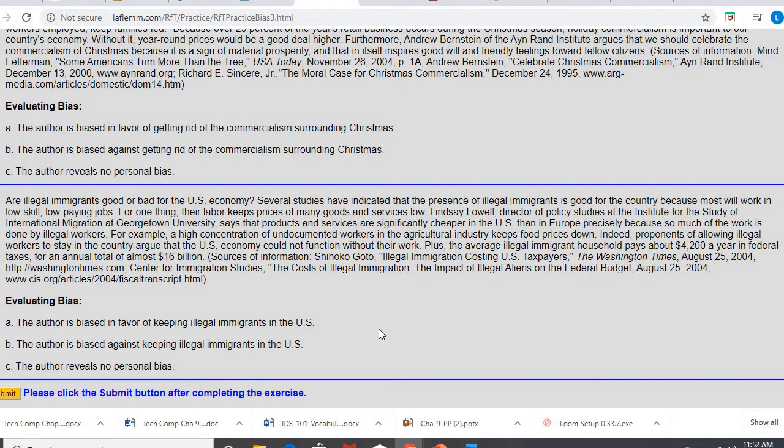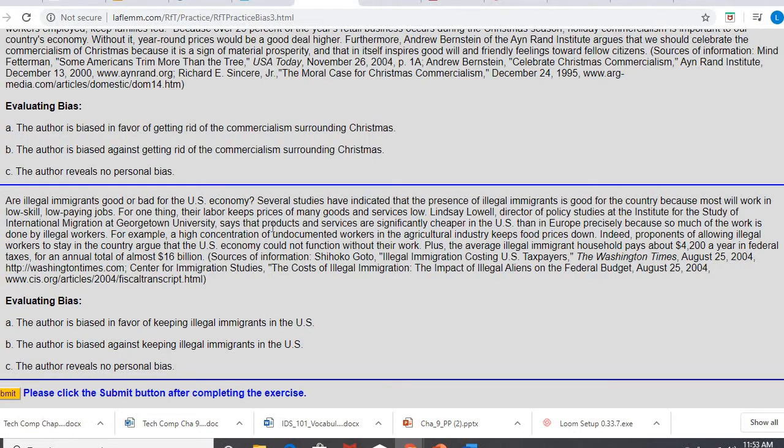Okay. So the first thing, again, in all of these, and I'm going to demonstrate it here, is finding out what the topic is. So the topic here, hopefully you can tell, is illegal immigrants, because they mention that over and over. And so if we're trying to figure out if there's bias, he kind of presents this question, is it good or bad? Well, he gives all of the advantages of illegal immigrants being in the United States.